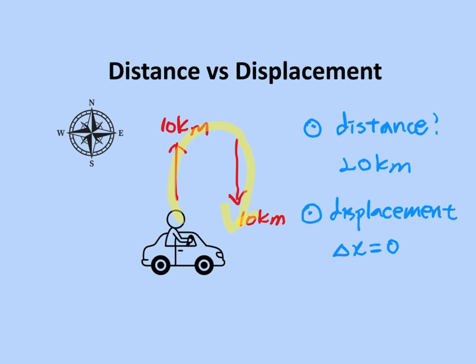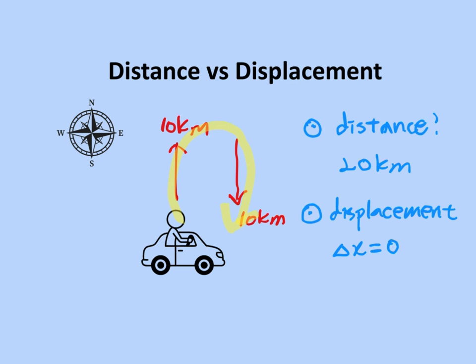Pause here. I'm using a new word, displacement. Don't worry. We'll give it a formal definition later in kinematics. For now, just hold this picture in your mind. Distance equals total ground covered. Displacement equals how far you ended up from where you started. That's enough for today. Back to the story.